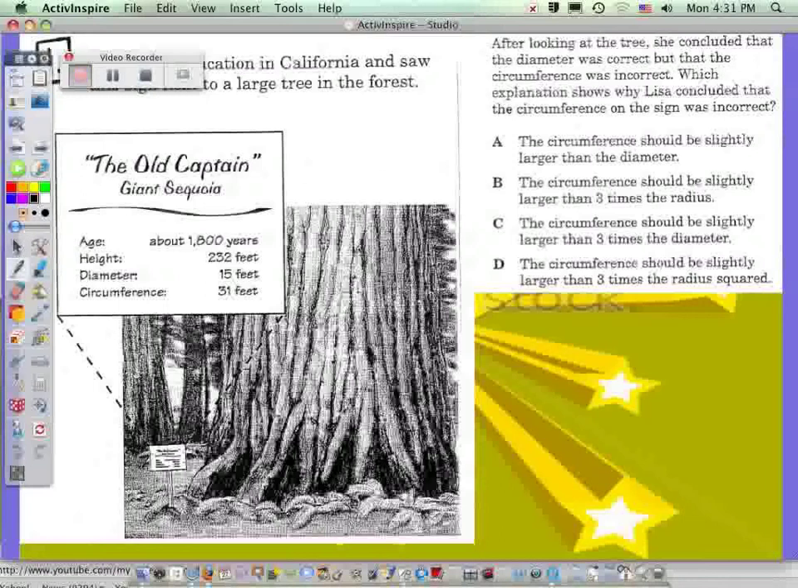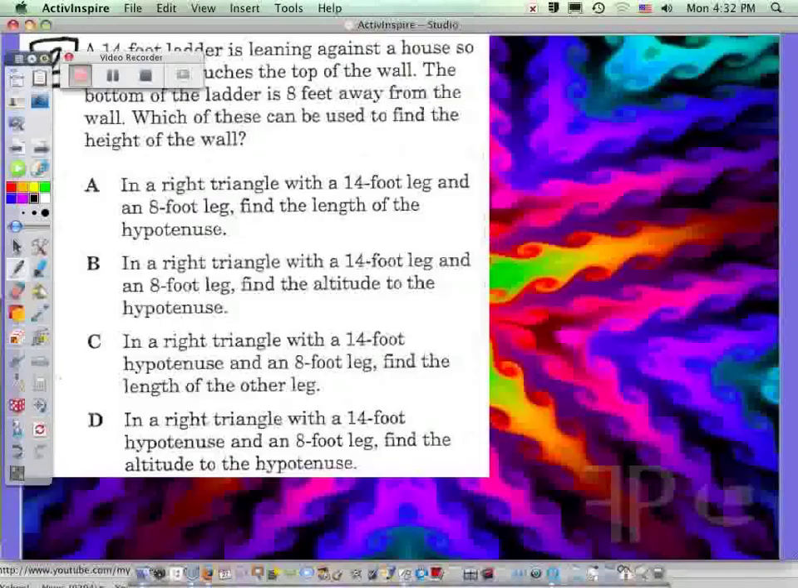On this one, very simple. All you had to do was go to your formula chart, and it says 3. Sorry, no it doesn't. It says pi d. So that means equals circumference. So that means circumference is about 3 times the diameter. Your answer would be C. Yay, if you got it.